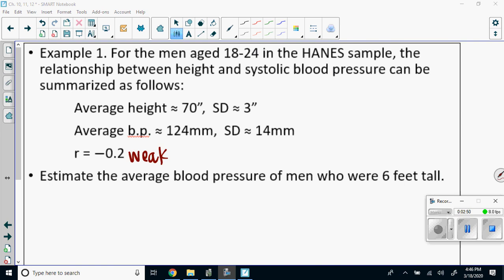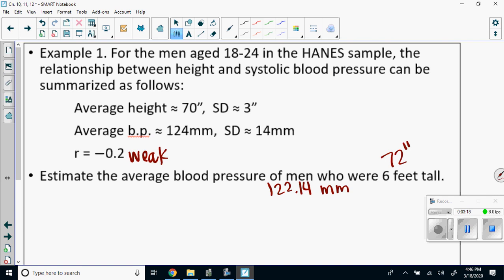Sorry, I'm very hyper. So 6 feet is 72 inches. We actually have already done this problem. We did it in the previous chapter using our 4 steps, and when we did it, we estimated it to be 122.14 millimeters. So we're just going to use that.